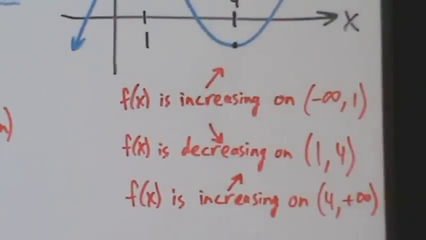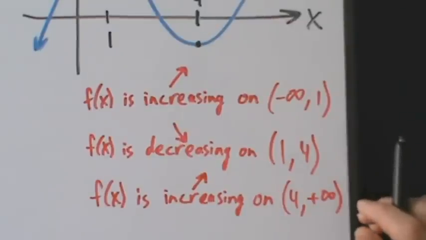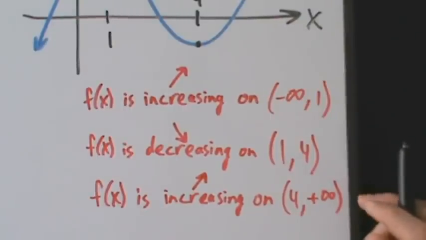And what does slope tell us? Slope tells us if a function is increasing or decreasing. Just think of it in terms of straight lines. If you have a straight line that's increasing, it has a positive slope, right? A straight line that's decreasing has a negative slope.